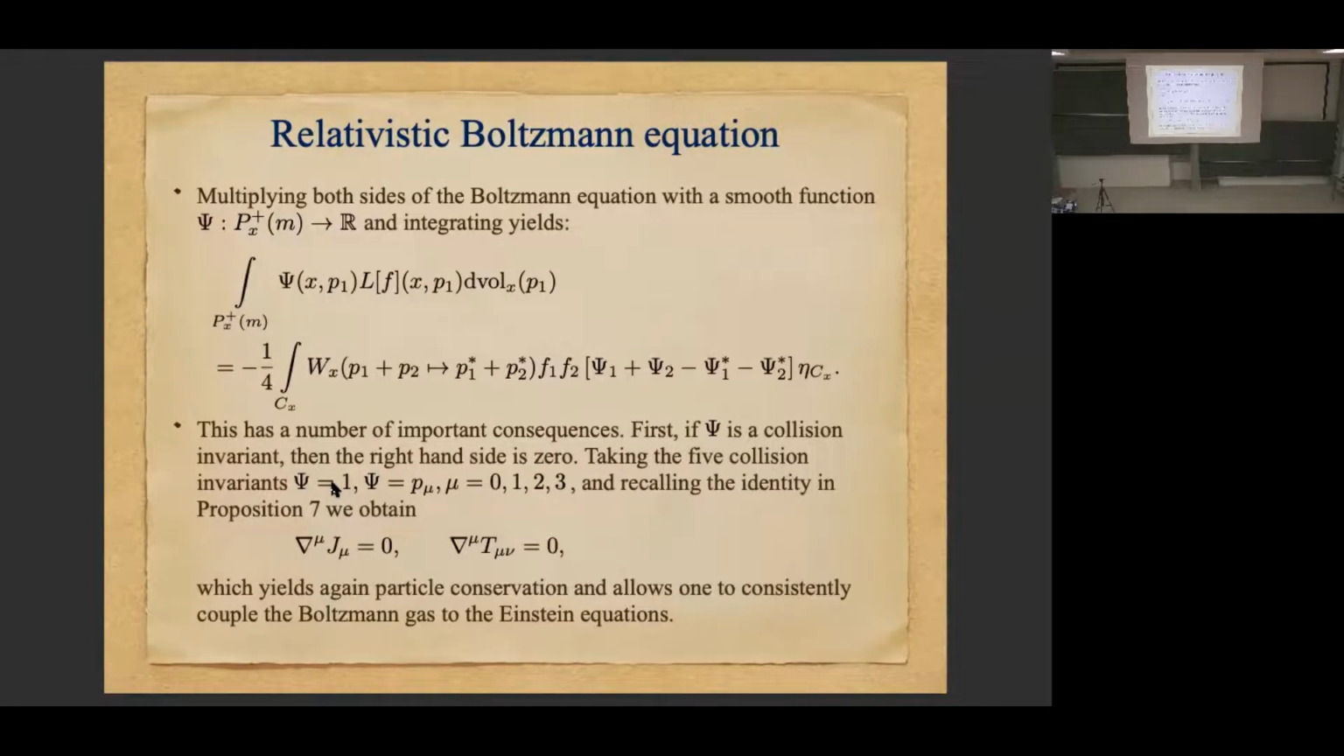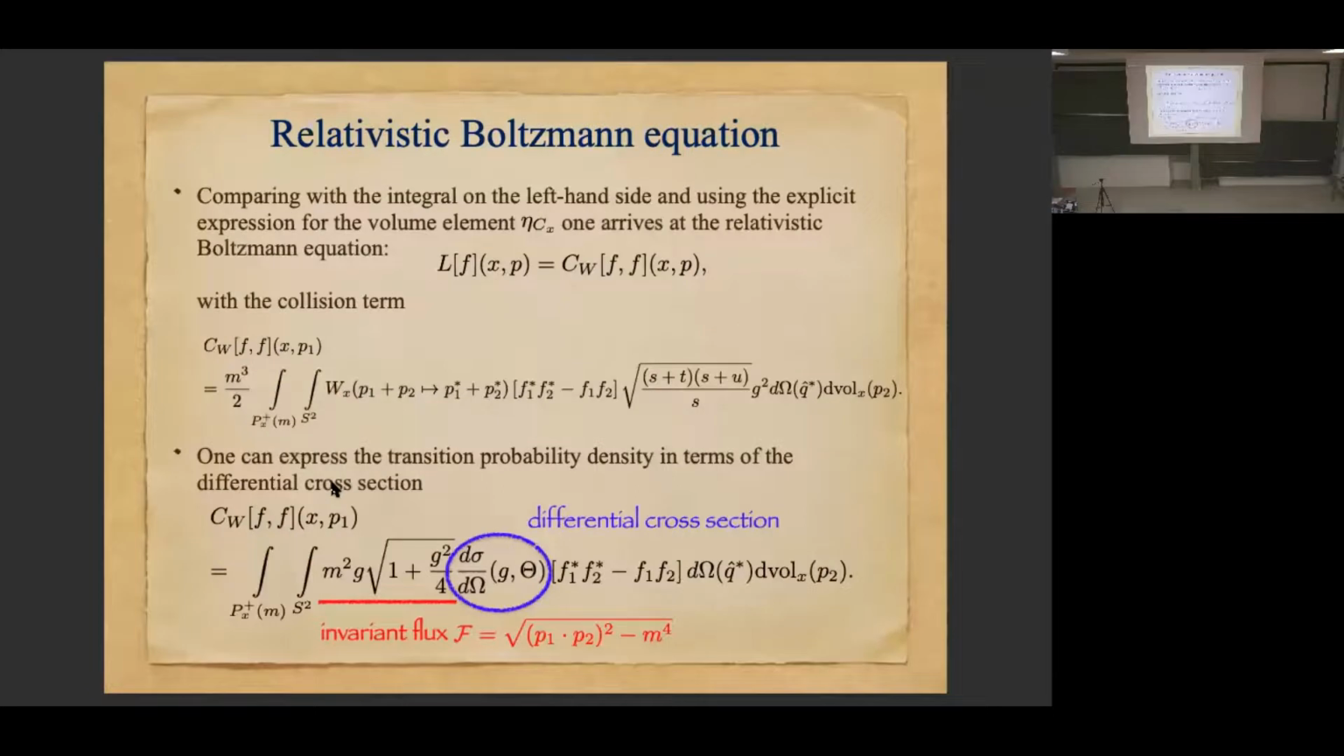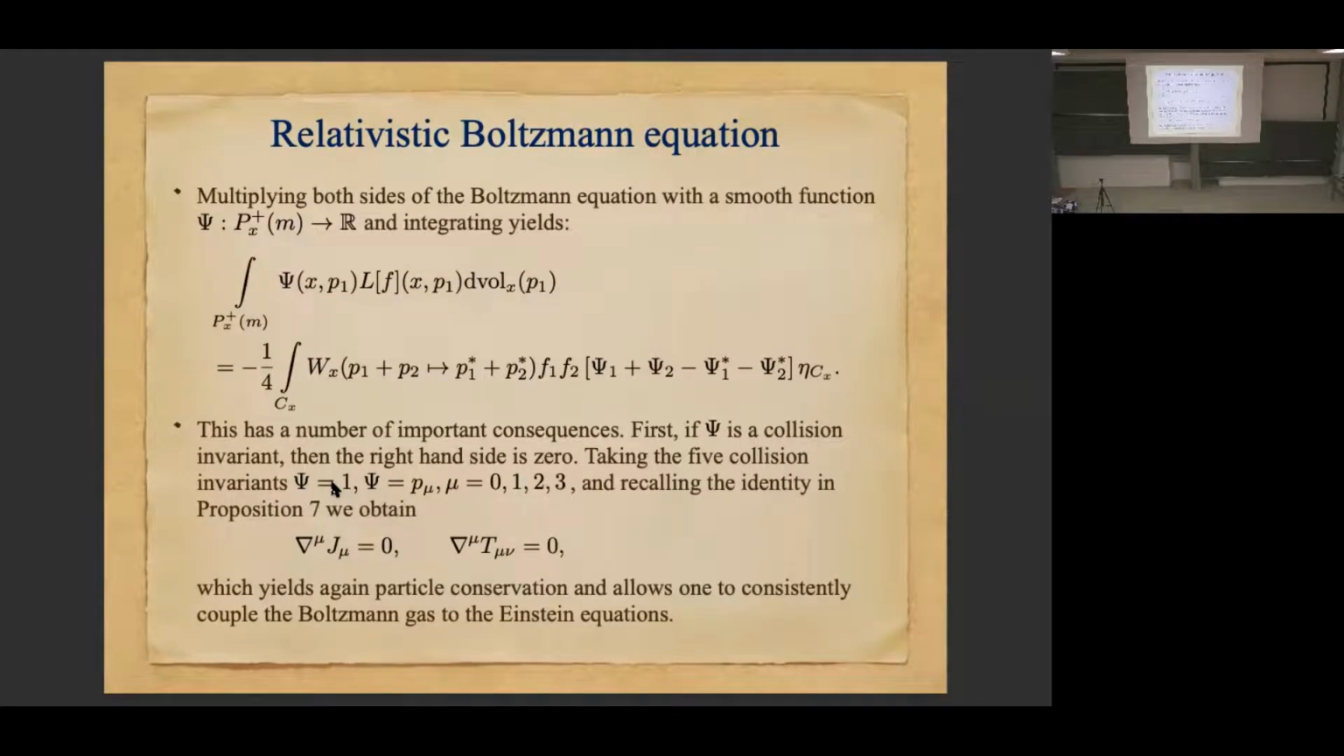All right, now to see that everything goes fine, like we had in the collisionless case, you can show that the current density and the stress energy tensor are still divergence free, and you can do it in the following way. You multiply both sides of the Boltzmann equation by some function psi and integrate over P. On the left-hand side, you get this. On the right-hand side, you get this.